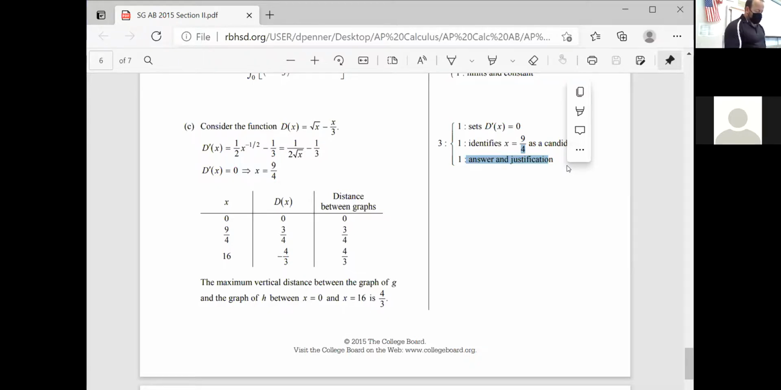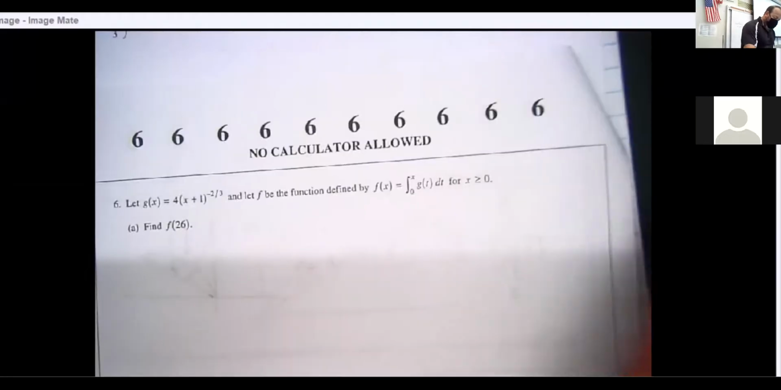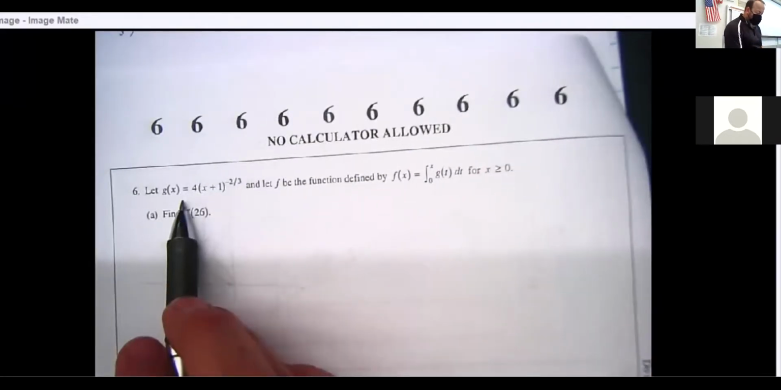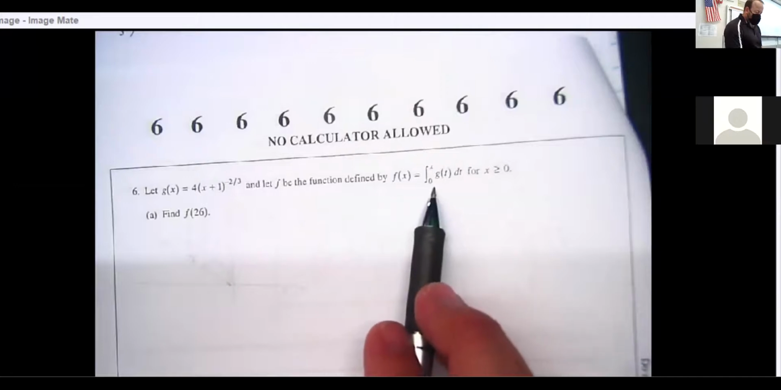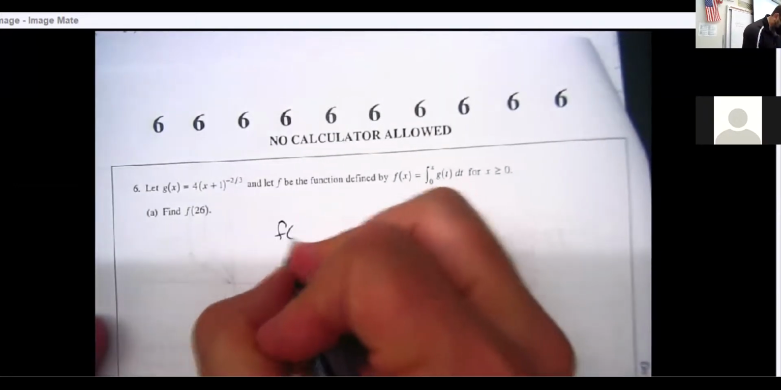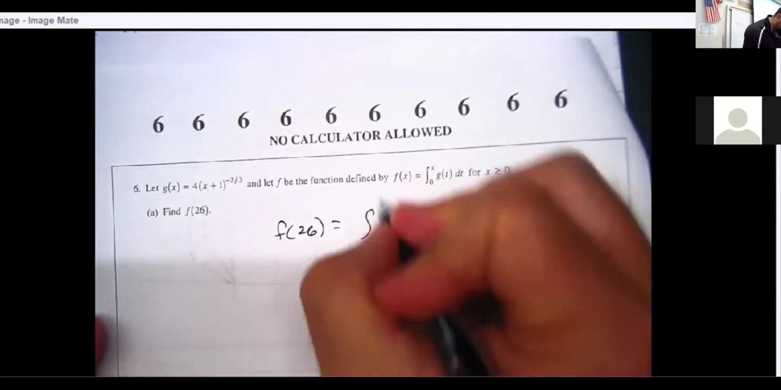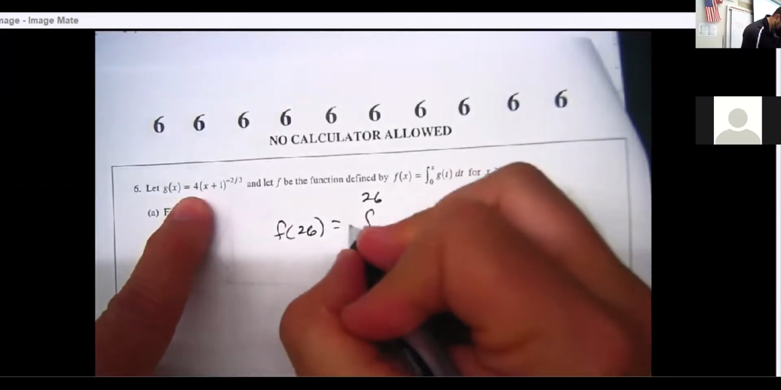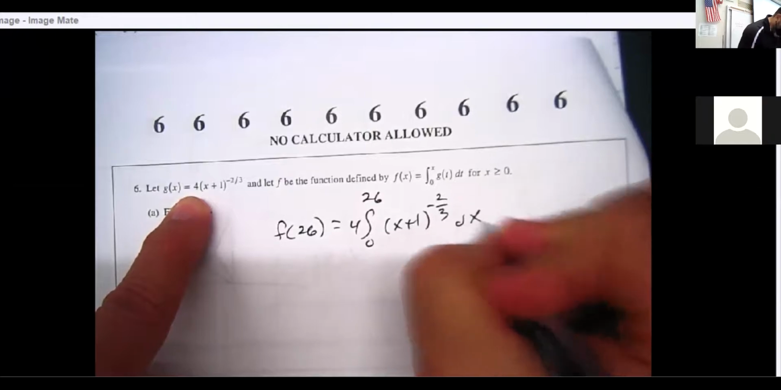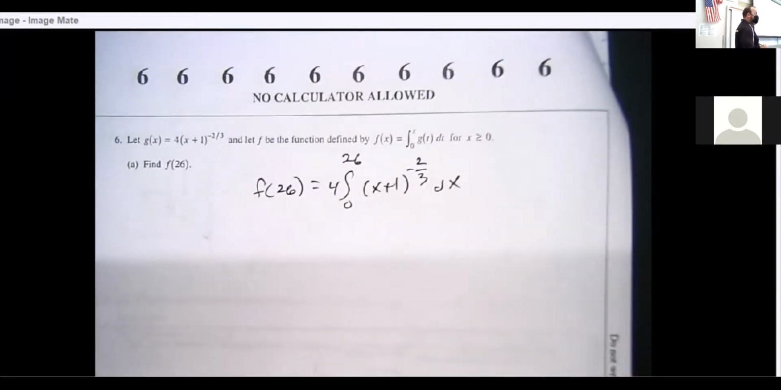Our last problem, number 6. Sorry, I know this takes a little bit to do, but just where we are. Number 6, here's my function g. Let f be defined as this. What is f of 26? So f of 26 is the integral from 0 to 26 of this ugly mess right here, right?